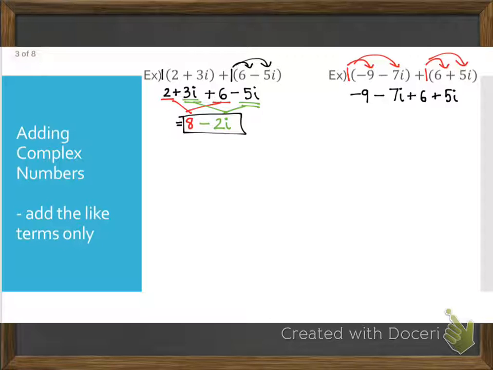Now let's combine our like terms. So we got negative 9 plus 6. When I put those together, it gives me negative 3. And then we have negative 7i plus 5i, which is going to be negative 2i. Okay, and that's as far as we can go. So again, we have our real part, and then we have our imaginary part.